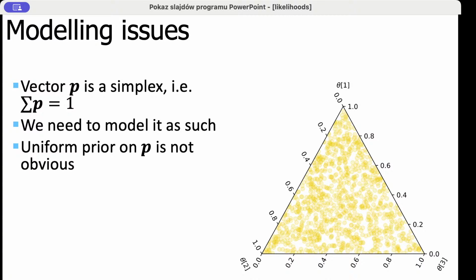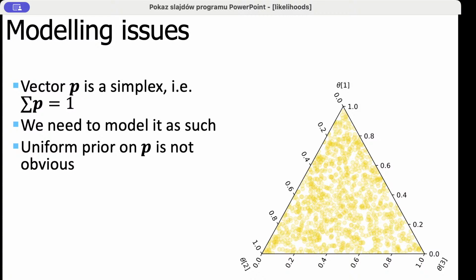We need to assign some kind of, as always, prior distribution of P. And actually, providing an appropriate prior for P is not that obvious, because we need to assume equal probability of each event happening, and setting uniform probabilities of each of those individual probabilities will not result in a simplex.